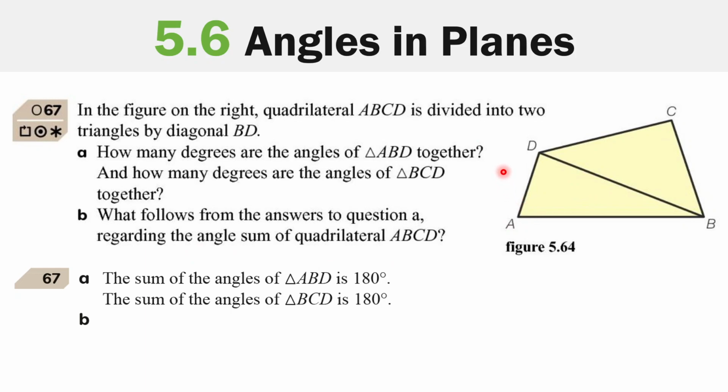But from that, we get an actually interesting new statement. What follows from the answers to question A regarding the angle sum of a quadrilateral? Well, for the quadrilateral, I have to add angle A, B, you can say B1 and B2, C and D1 and D2, but they're all given. This whole thing is 180, this whole thing is 180, so that means for this quadrilateral, all the angles added up must be equal to 360 degrees.